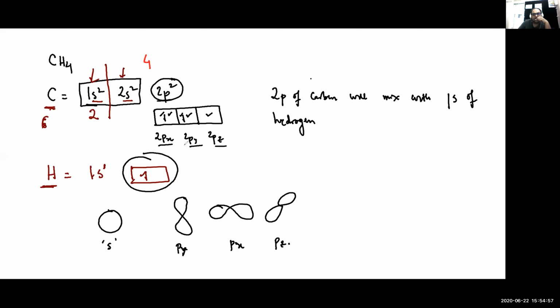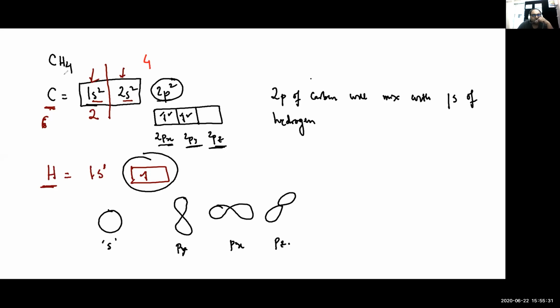Okay, so what happens is here we have an electron in px, we have an electron in py, and we have an electron in pz, right? Sorry, pz and py, but we have an orbital here, right, which is empty. Yes, sir.